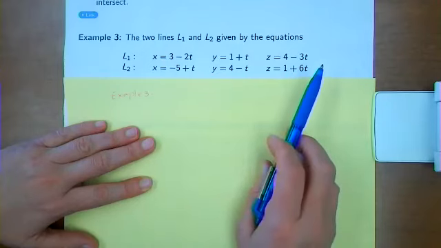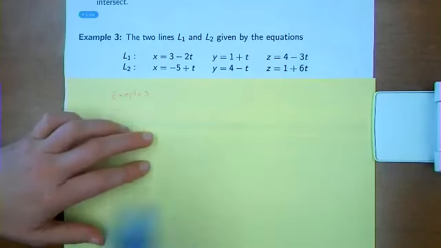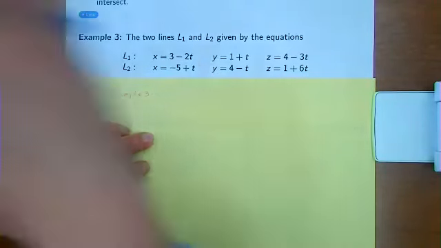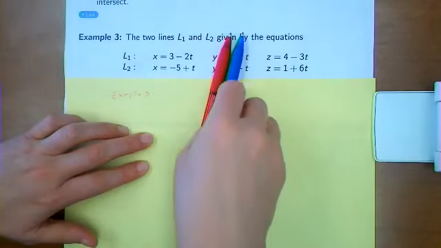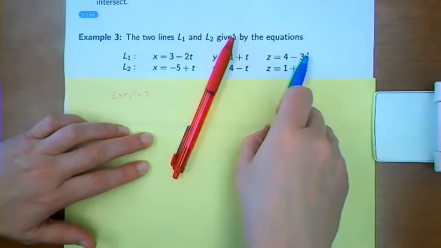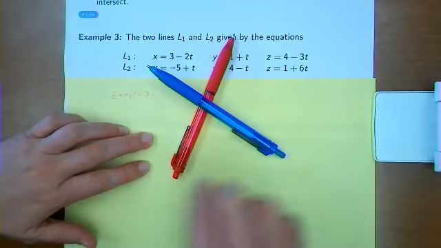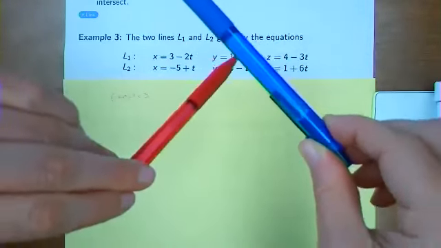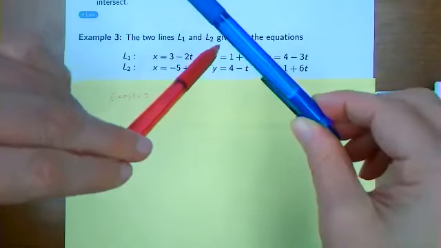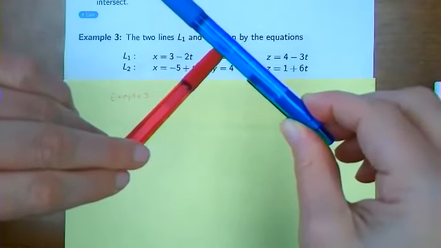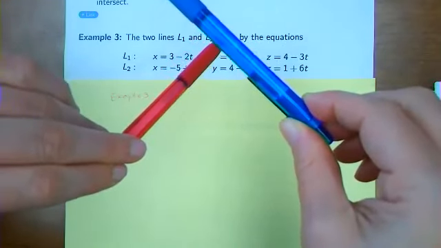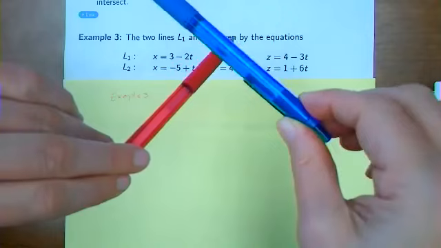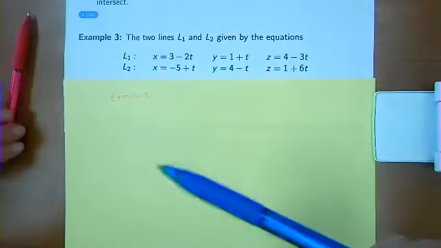And we want to figure out whether these two lines are the same, parallel, intersecting, or skew like this. That is, they are not parallel, but they are not intersecting either.